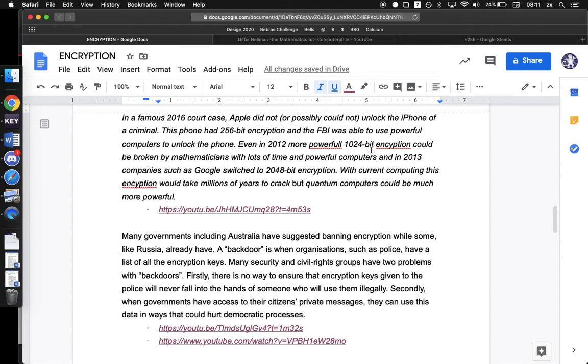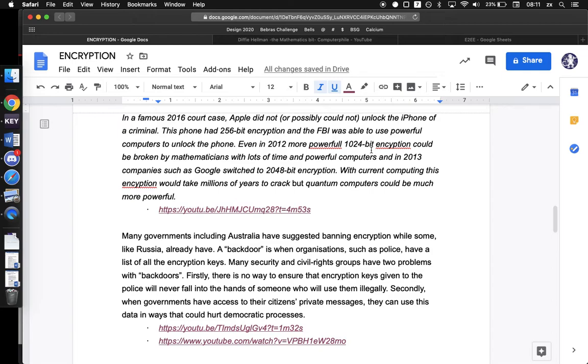So using an example of a famous court case, in 2016, the San Bernardino shooter, Apple could not possibly unlock the iPhone of a criminal. This phone had 256-bit encryption, which is what we talked about in that code.org video. That encryption is powerful, but the FBI was able to use really powerful supercomputers to unlock the phone.